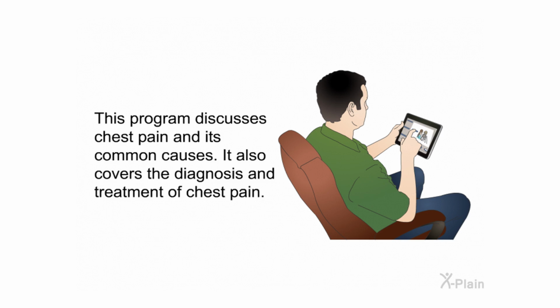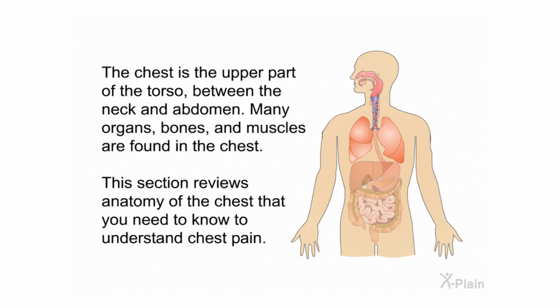This program discusses chest pain and its common causes. It also covers the diagnosis and treatment of chest pain. The chest. The chest is the upper part of the torso, between the neck and abdomen. Many organs, bones, and muscles are found in the chest. This section reviews anatomy of the chest that you need to know to understand chest pain.